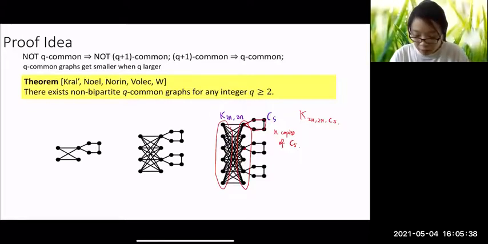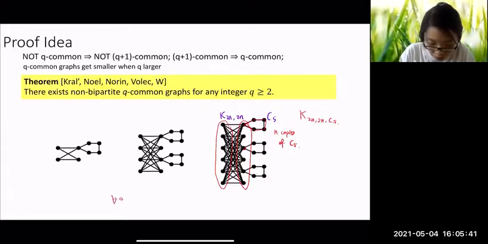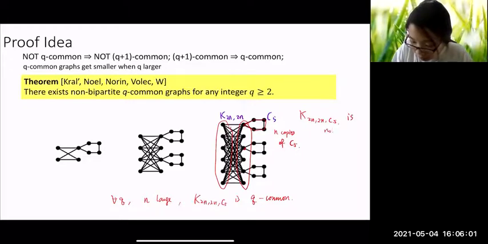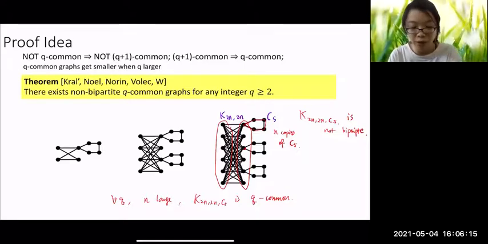Okay, cool. So we will show that for any Q, when n is large in terms of Q, then this graph with 2n, 2n and C5 is Q-common. And also note that because we have a C5 here, this graph is not bipartite, which means it cannot be Q-common for all Q, because we just showed a graph is Q-common for all Q if and only if it is Sidorenko, which is a subset of bipartite graphs.